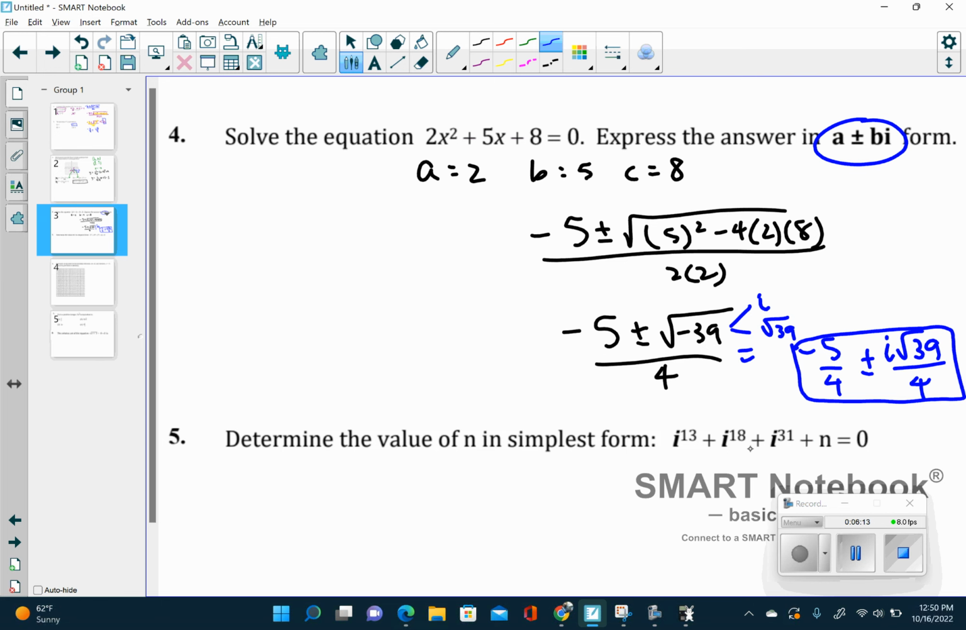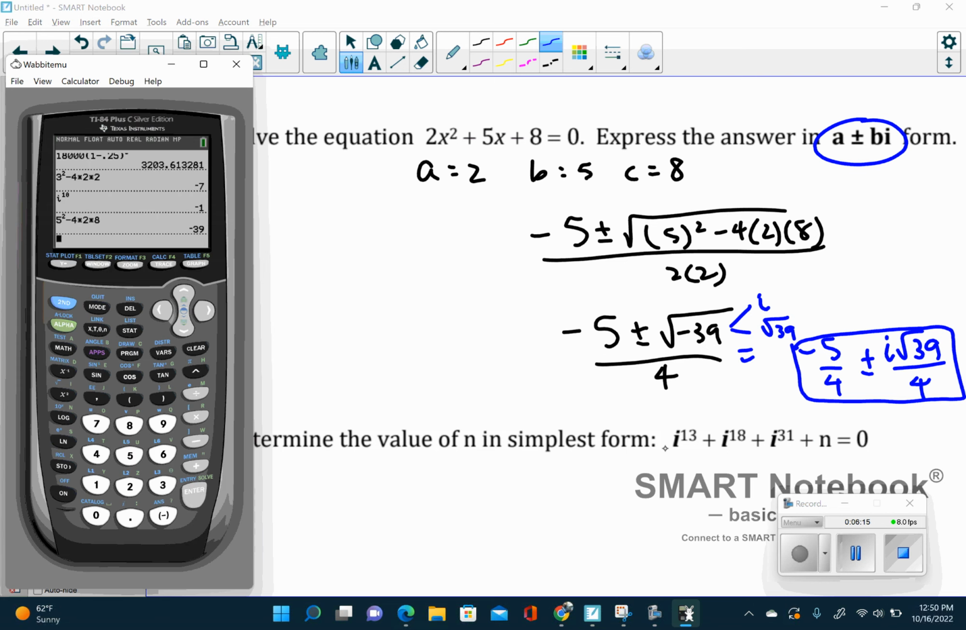This one, I was surprised how many of us got this incorrect. So i to the 13th plus i to the 18th plus i to the 31st. You could put all of that into the calculator: i to the 13th, go to the right, plus i to the 18th, to the right, plus i to the 31st. You should be doing this with me. Do not just watch me do this for you, okay? So all of that right there is negative 1.